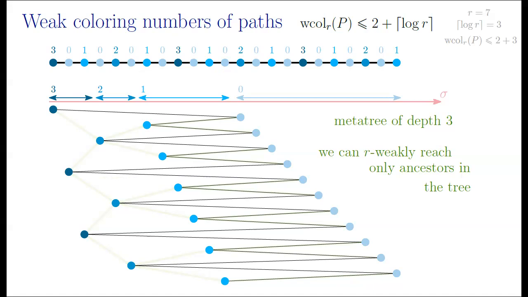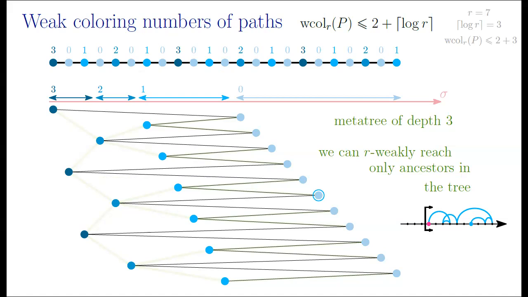Yes, that we can only reach our ancestors. So take some vertex, let's say this one. For other ones, the verification is similar, but we should focus our attention on something. And this is a reminder of what it meant to weakly reach something. There was a path with minimum exactly in the vertex that we are reaching, and this path was not very long.